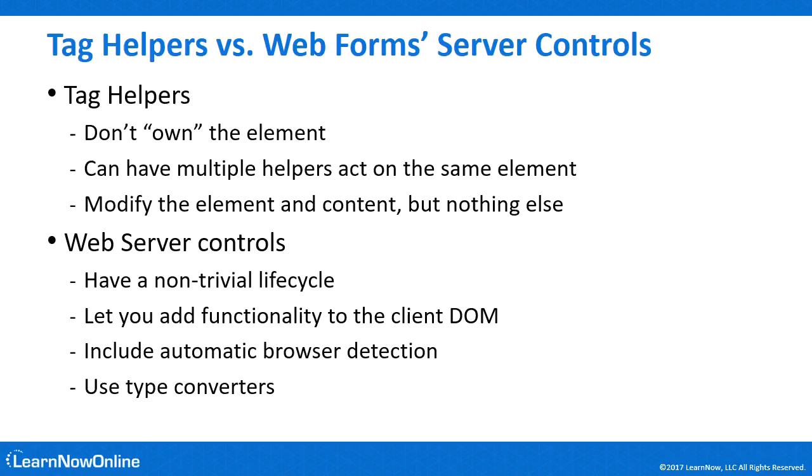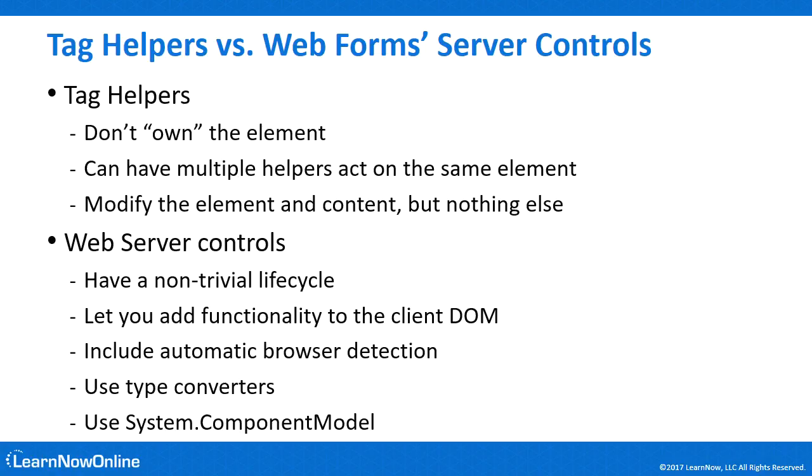And then web server controls use type converters to convert strings into objects. But tag helpers, on the other hand, you're working natively in C#, in this code that's within the class that executes when the page is being rendered or being produced on the server. So you don't need to do type conversion because everything's in C#.